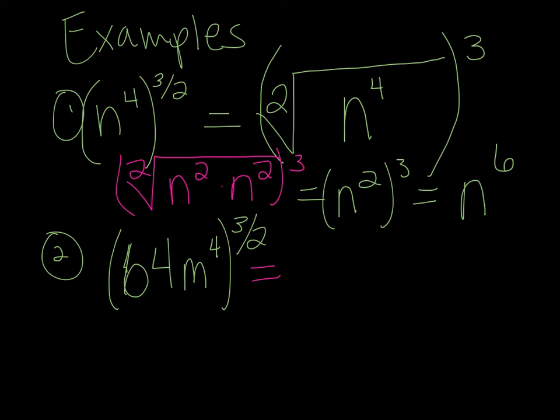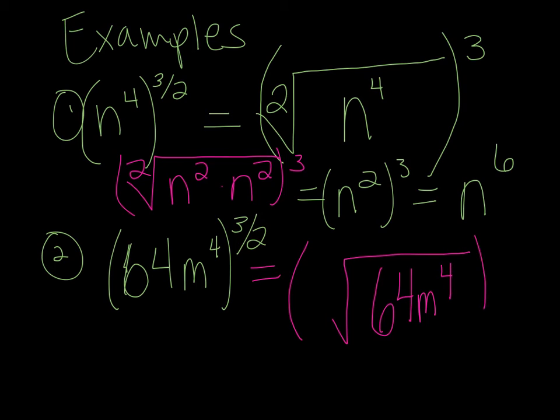Okay, so once again, let's go ahead and set up our radical. Inside we have our radicand, or our base, which is 64 m to the 4th. This is all being raised to the 3rd power, as we see from our numerator. And our index is 2. So we can go ahead and try this problem out. We know the square root of 64 is equal to 8. And the square root of m to the 4th is m squared.